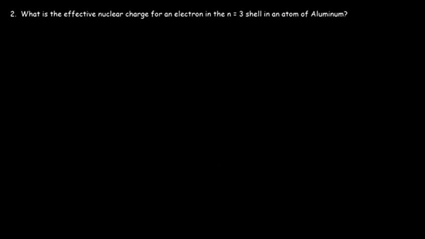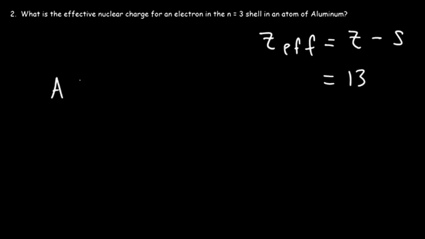Now, let's move on to our second example. What is the effective nuclear charge for an electron in the n equal 3 shell in an atom of aluminum? Now, if you want to try this problem, feel free. Go ahead and pause the video and see if you can get this one. So keep in mind the formula for the effective nuclear charge is the atomic number minus the number of inner shell electrons. So what is the atomic number of aluminum? The atomic number of aluminum is 13.